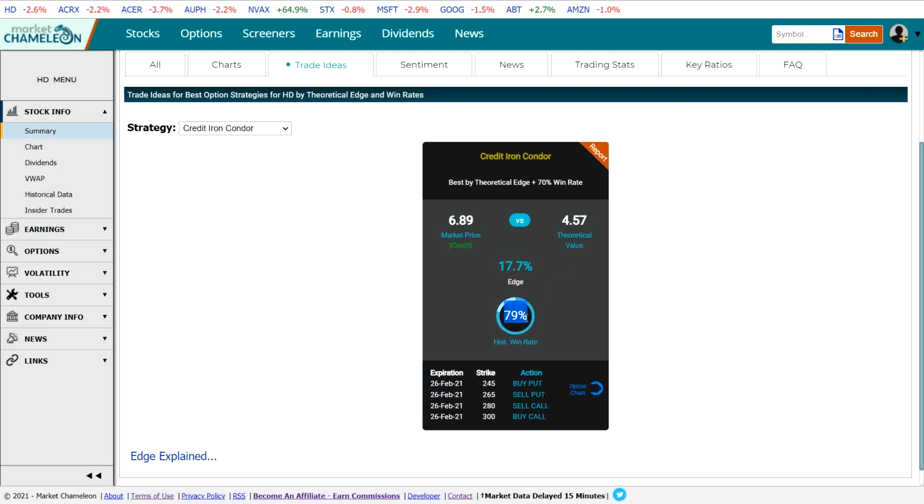We got a 79% chance that this trade will work. They're giving us the trade. They're not telling us to close it at the expiration. The expiration is February 26th. So what are you doing? What is the trade? Let me go over this.